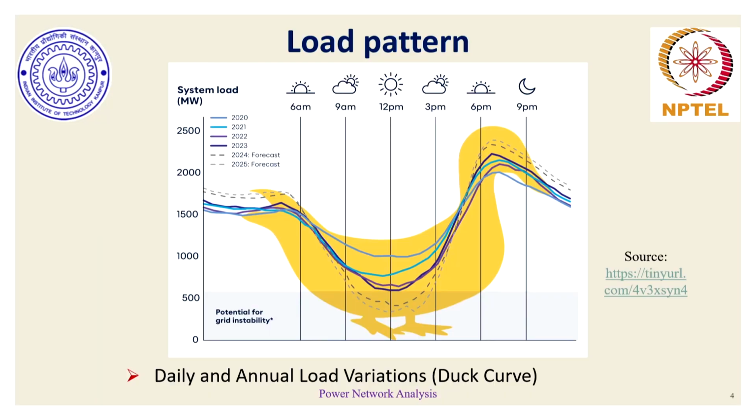Point number two, this load often tends to have variation. What is shown over here is the beautiful duck curve. The source of this particular duck curve is also given on this link. It is the predicted load for 2024-25 for a typical day, and it also has certain curves for the previous years for some particular location, which can be seen in this link.